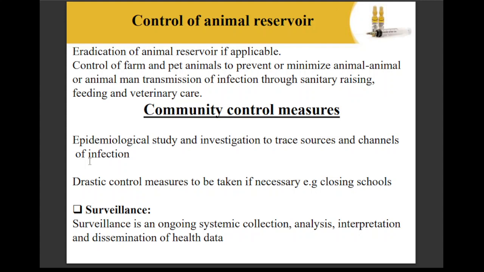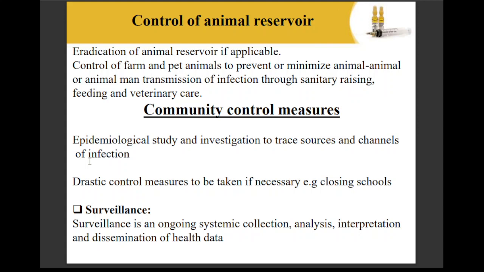Say, for example, stray dogs are responsible for causing rabies. So now they have been identified, pest control is done, or the animals are collected by the municipal corporations, and they are quarantined or dumped in a particular area. Then community control measures: epidemiological study and investigation to trace sources and channels of infection. Drastic control measures are to be taken if necessary, for example, closing schools and colleges and mass gatherings.